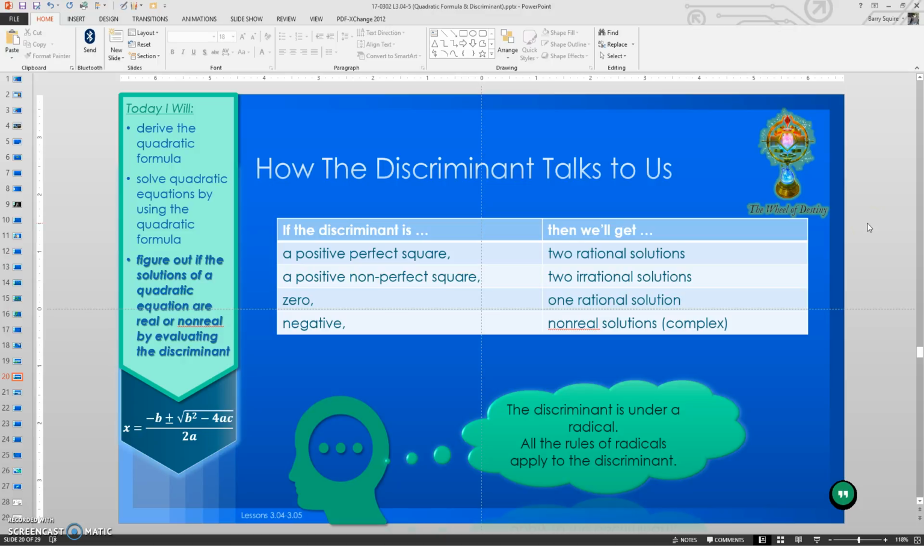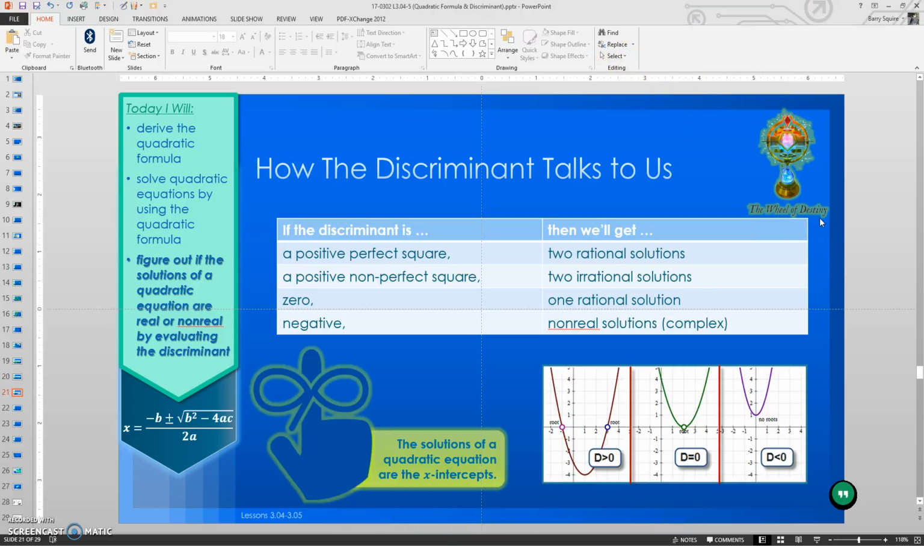One of the reasons that it does what it does is because the discriminant is actually under the radical, like I explained at the end of the last recording. So all the rules of radicals apply to the discriminant about negative values, positive and negative roots, things like that, and that a square root is a type of grouping symbol. So we have to do what's under the square root before we can do anything else. I forgot to add that part.